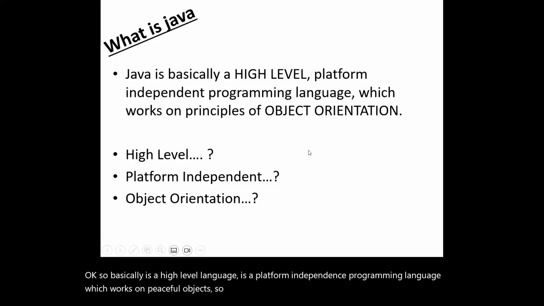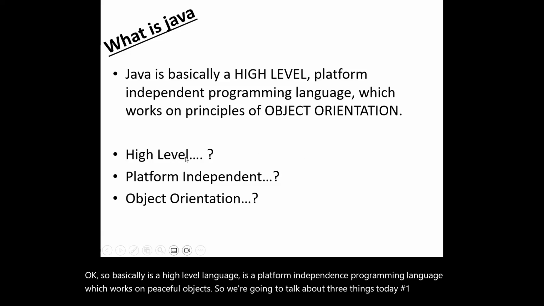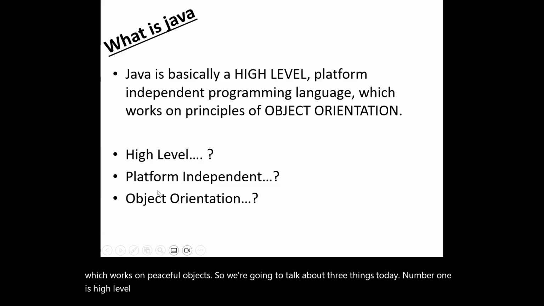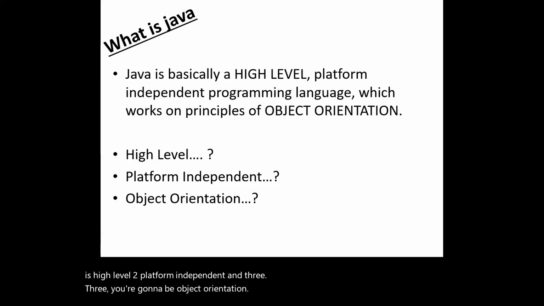So we're going to talk about three things today. Number one is high-level, two, platform independent, and three, is going to be object orientation. Can someone tell me what is high level? What do you understand by high level?